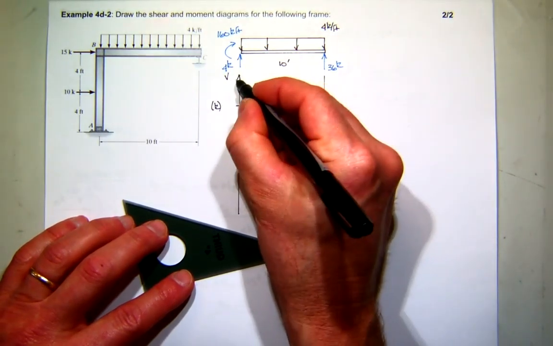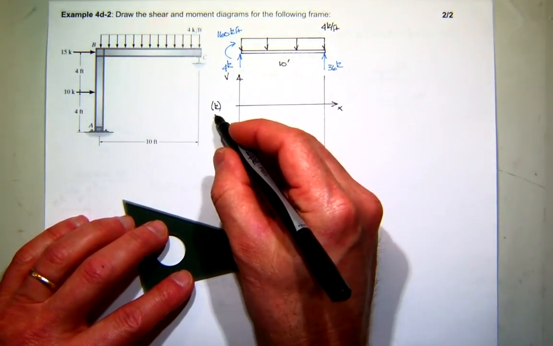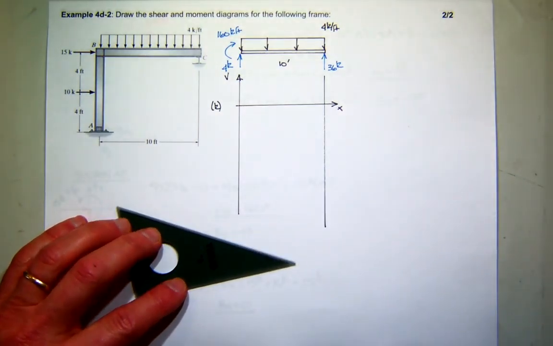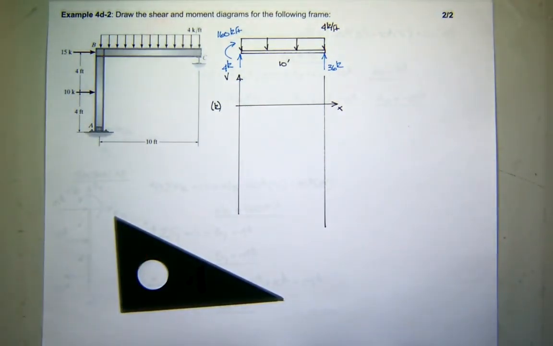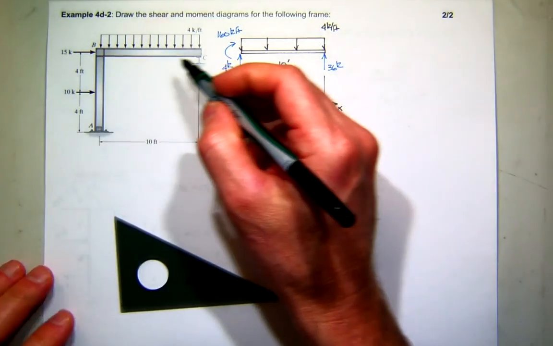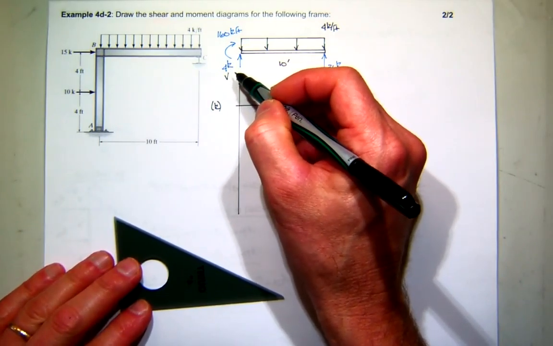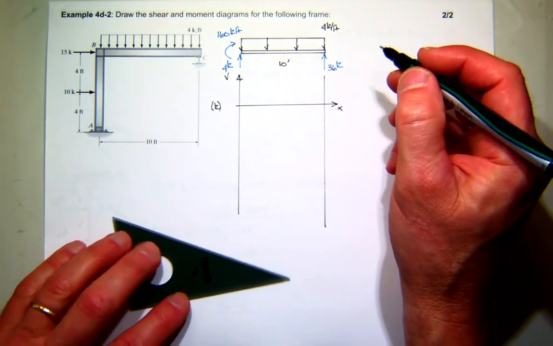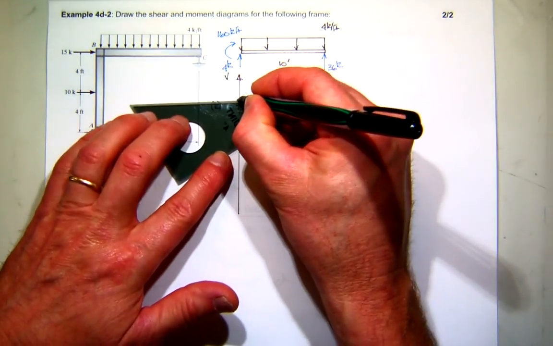So positive shear, positive X, we're going to use kips. What is the shear at B? The reaction there is 4 kips up. Is that a positive shear or negative shear? That's positive.